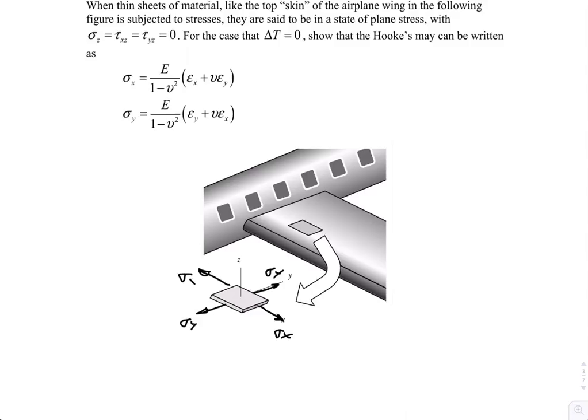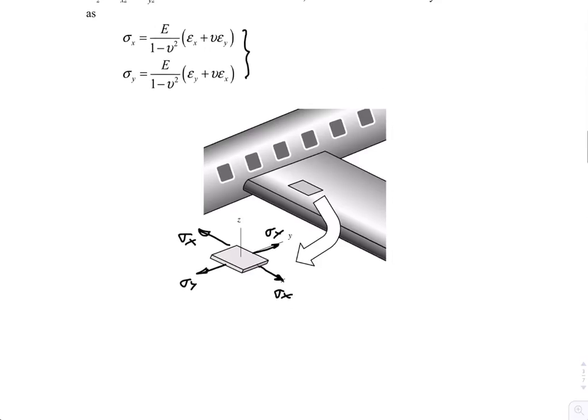Like this. The point being is that we do not have a component of sigma z. We also have some shear stresses here, tau xy, but we're just going to focus on the relationship between the normal components of stress and strain. And what we want to do is show that the relationships that we have shown up here are valid for relating epsilon x, epsilon y back to sigma x and sigma y.